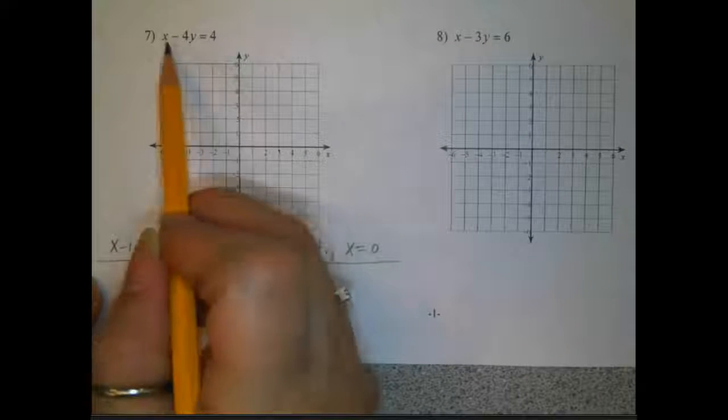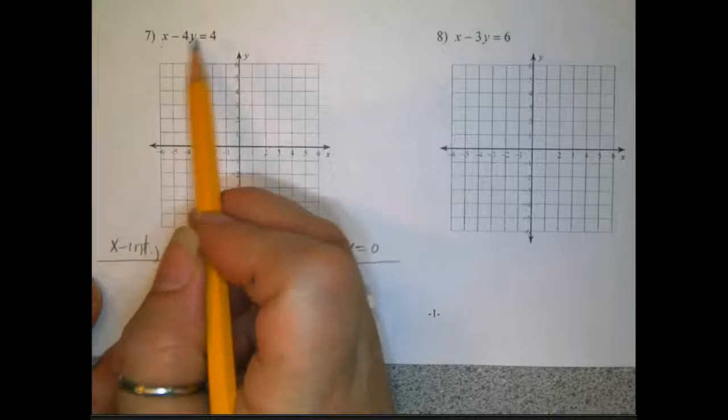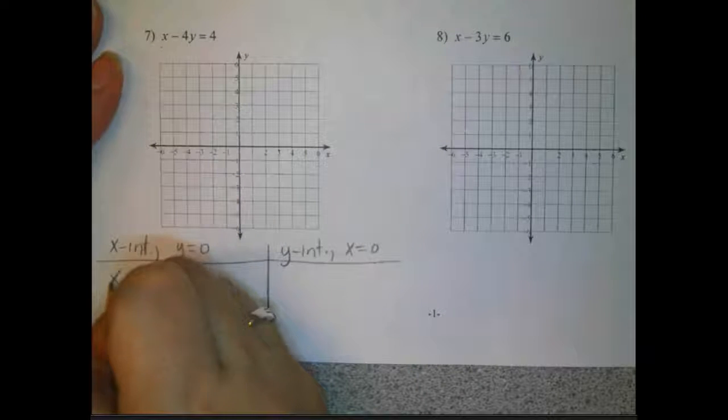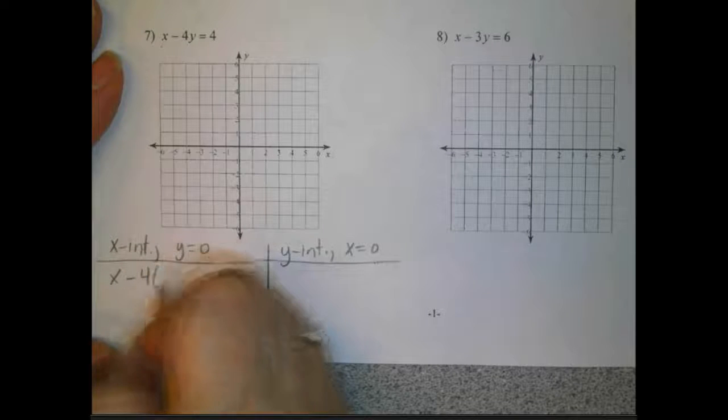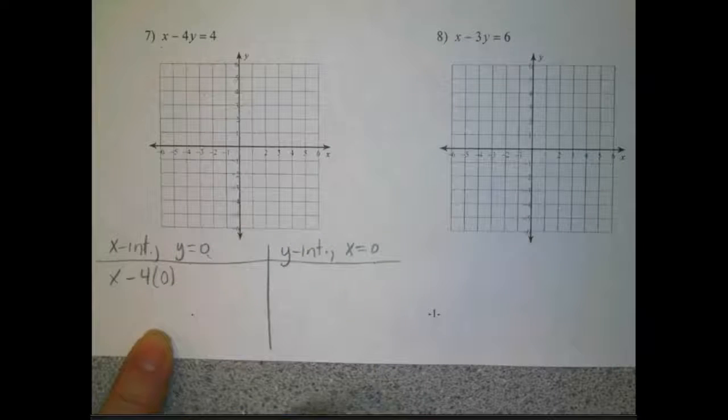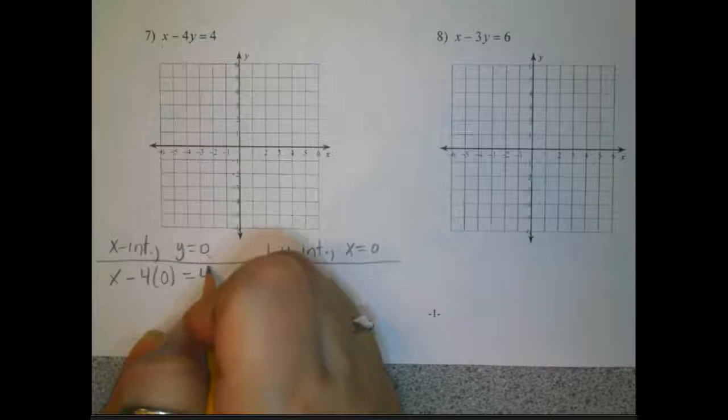So here we go. X minus 4y is equal to 4. So this time my y is 0. So I'm going to write x minus 4. And instead of y, I'm going to put my substitution in parentheses of 0 is equal to 4.